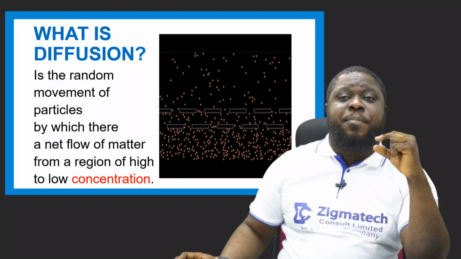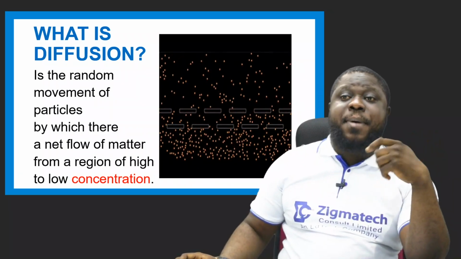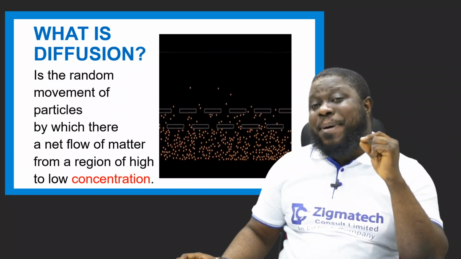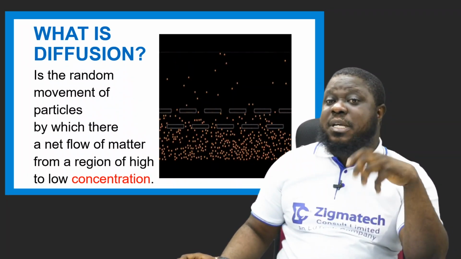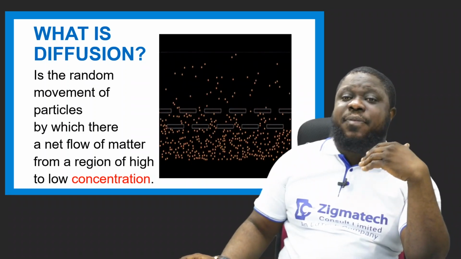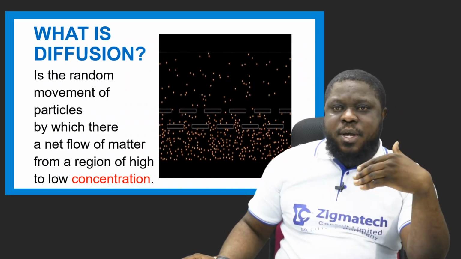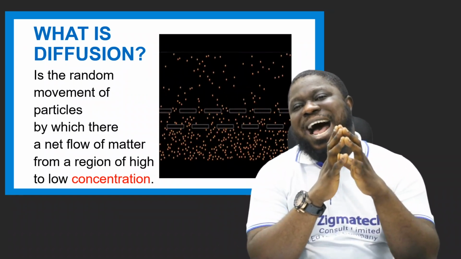We said movement of particles. These particles can be atoms, molecules, or ions. Remember, kinetic theory is talking about the particles of matter. So these particles are atoms, molecules, and ions. So the net flow of matter. Okay, there is a flow. The gases flow. This flow of matter, the state of matter, is gases.